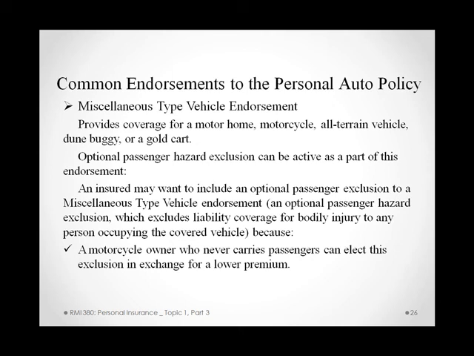Sometimes you have other types of vehicles, such as a motorhome or a motorcycle, on which you may not want to have any passenger. For example, if you have a motorcycle and you never have a passenger on it, you can have an optional passenger hazard exclusion active as part of the endorsement, so that you are paying a lower premium, because you're never going to hurt any passengers since you don't have any. So a motorcycle owner who never carries a passenger may elect this exclusion.